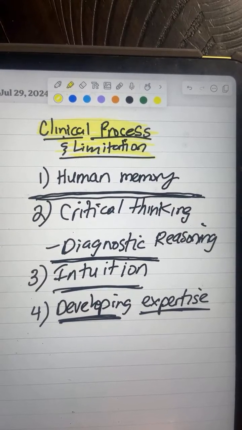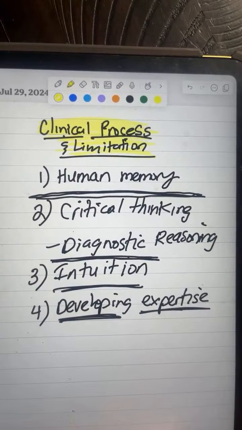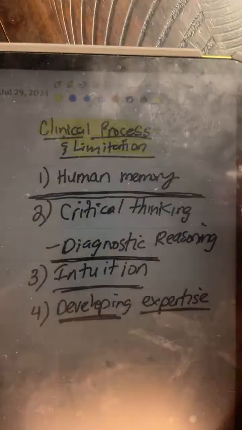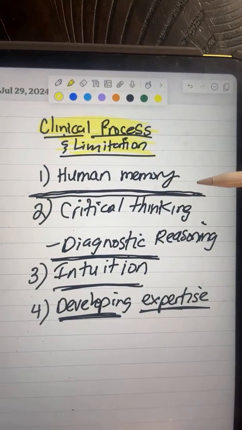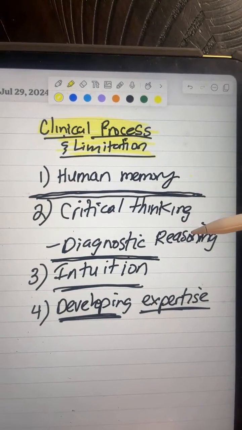So these are basically just the clinical process and some of the limitations. To go over some of the limitations just real quickly: human memory, obviously, that's a big one, that sometimes we can't guarantee on human memory. I mean, people forget things, they change their mind, they question themselves. So that's a limitation of that.